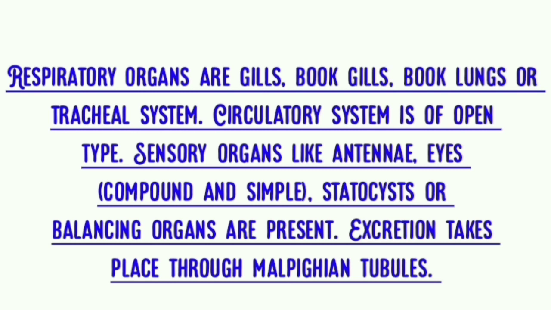Respiratory organs are gills, book lungs or tracheal system. Circulatory system is of open type. Sensory organs like antennae, eyes (compound and simple), and statocysts or balancing organs are present. Excretion takes place through Malpighian tubules.